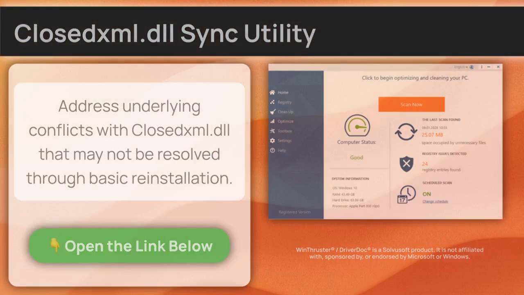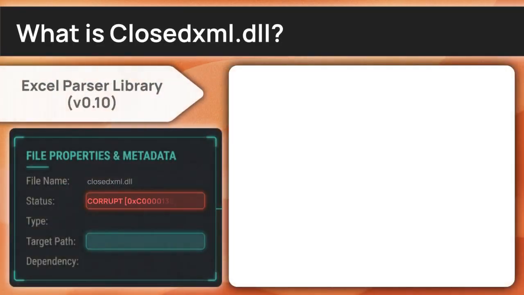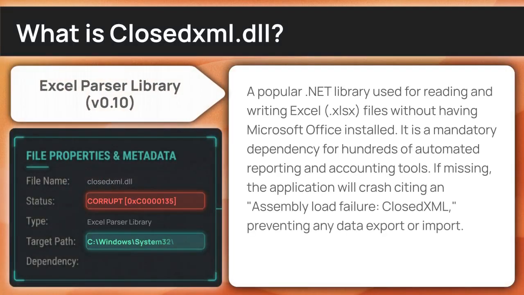This is the ClosedXML Excel Library, a popular .NET library used for reading and writing Excel .xlsx files without having Microsoft Office installed. It is a mandatory dependency for hundreds of automated reporting and accounting tools. If missing, the application will crash, citing an assembly load failure, ClosedXML, preventing any data export or import.